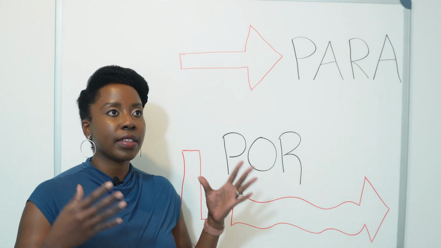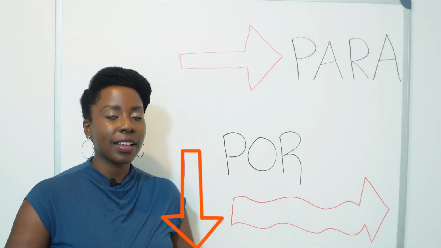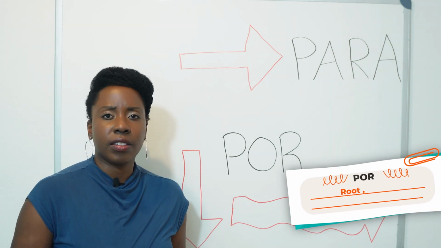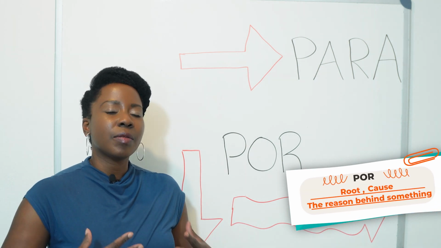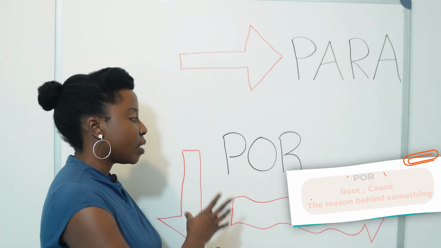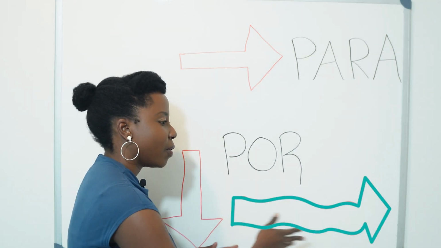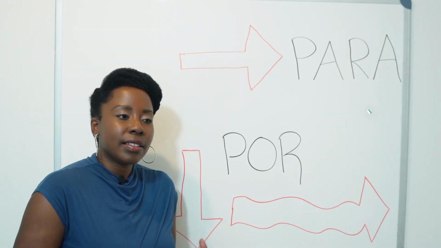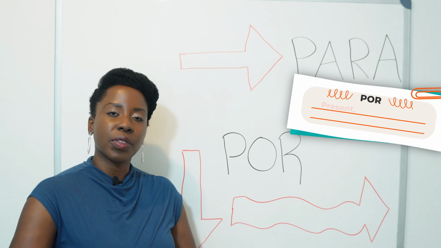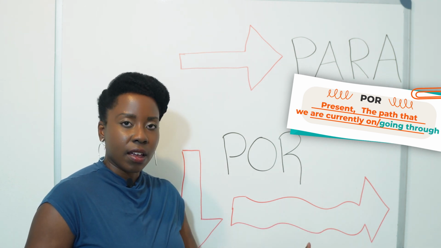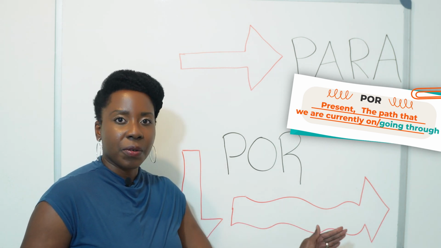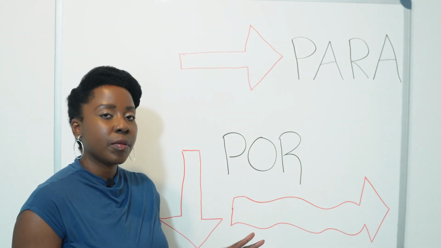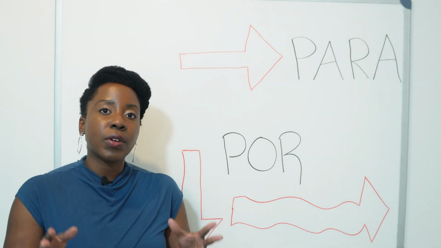Now, when I think of por, I think of this arrow pointing straight down to the ground. And this is because we are extracting the root, cause, or reason behind something, or it's just something very internal. Or it can be this squiggly arrow, the squiggly line, but I personally still think of this as close to the ground, simply because it often has to do more with the present or the path that we're currently on, the path that we're currently going through, rather than this final destination.